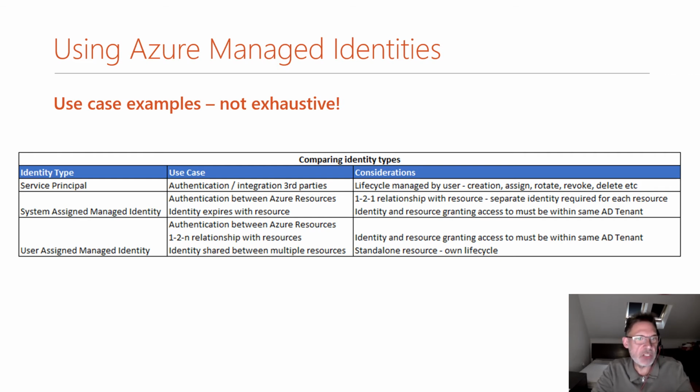And then with the user assigned managed identity, just going over that one more time. Again, it's used for authentication between Azure resources, and it's got a one-to-many relationship with the resources. You can have one user assigned managed identity that can be assigned to multiple resources and used to access something like a key vault. Again, the same as the system assigned managed identity, the identity and the resource that you're granting access to must be within the same AD tenant, and we'll go over this shortly. And again, it's a standalone resource and it's got its own life cycle.